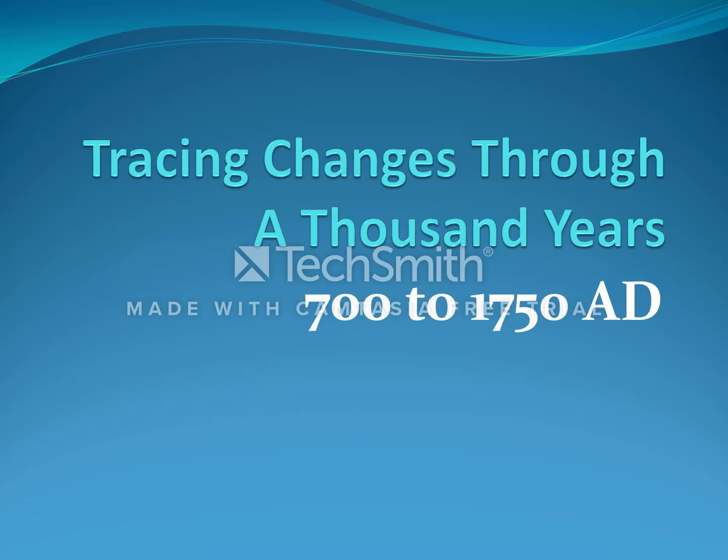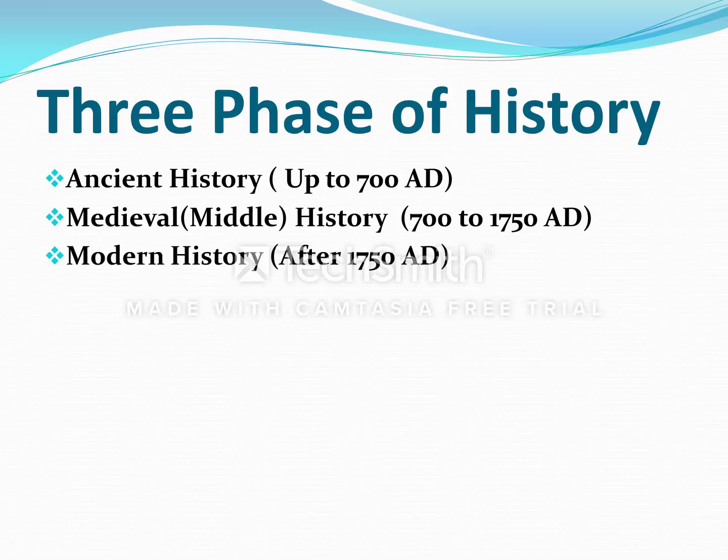Today we are going to learn the first chapter in history, tracing changes over 1000 years, that is 700 to 1750 AD. Historians divided Indian history into three phases, that is ancient history, medieval history and modern history.